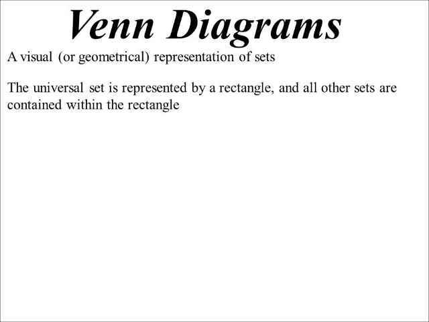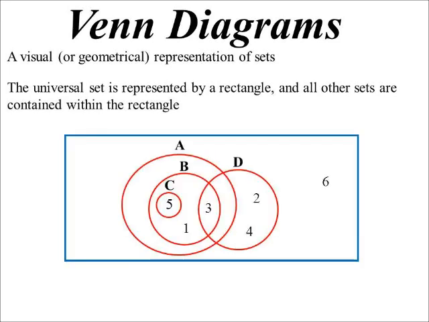Okay. So here's an example one. The blue rectangle is saying, this is everything we're considering. And back to those first 6 integers we were talking about, that's in the universal set. And then the sets themselves, I've just used circles for, and how they would be located.